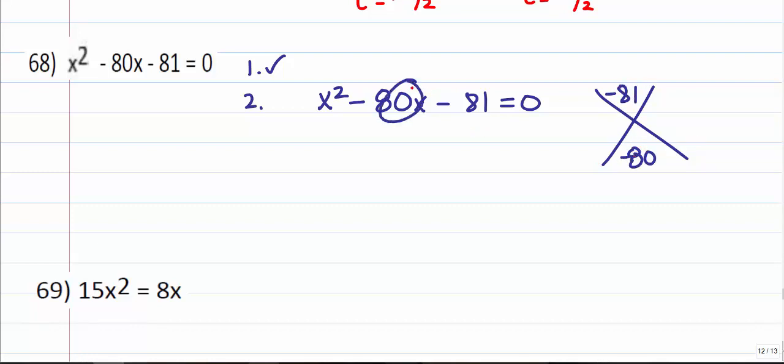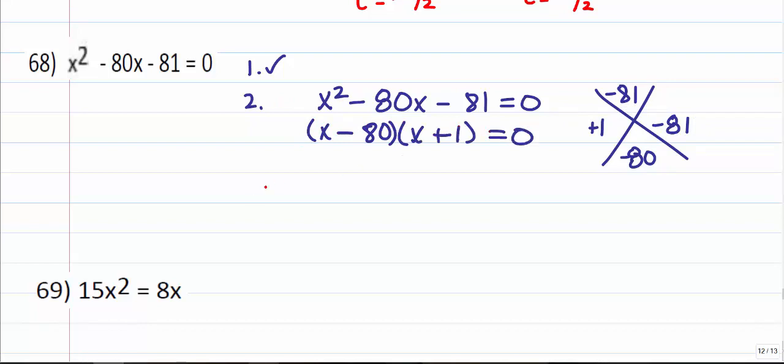So when the numbers are off by 1, I usually try to think of the number in itself. So if I did these two numbers multiply to negative 81, and they do add up to negative 80. So it's factored, and now I just set each factor equal to 0.